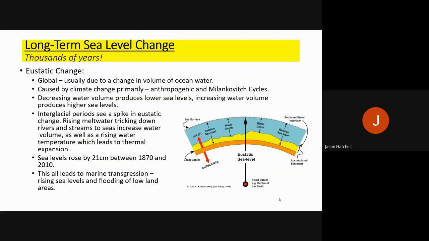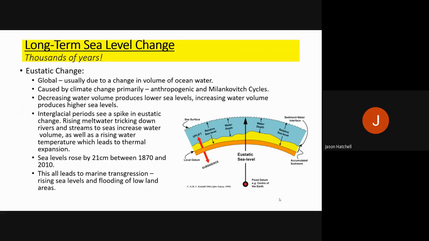So the first thing we're going to look at now is eustatic and isostatic changes in sea level. Now, a lot of students get confused about the differences between both of these. So I'm going to go through each of them briefly, and we're then going to just summarize it as well.